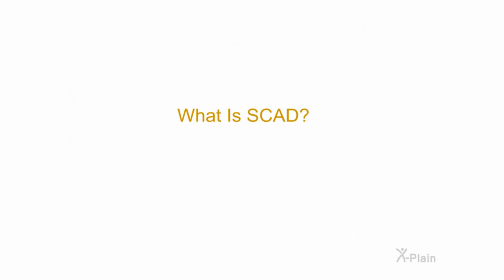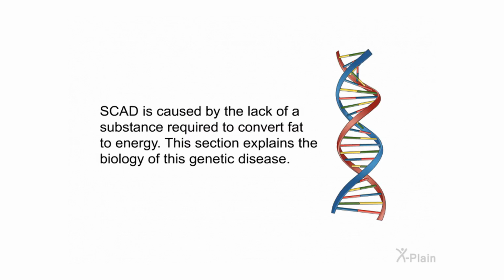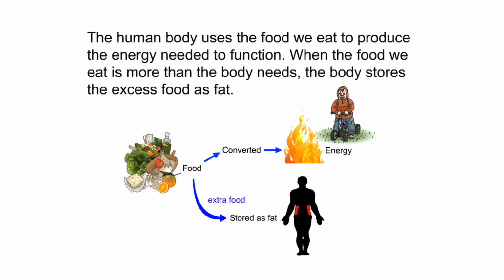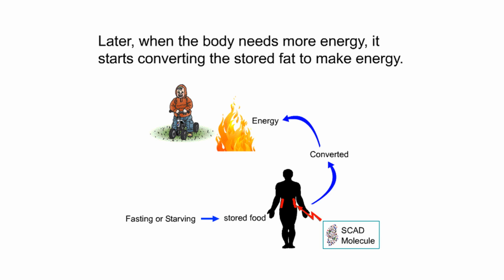What is SCAD? SCAD is caused by the lack of a substance required to convert fat to energy. This section explains the biology of this genetic disease. The human body uses the food we eat to produce the energy needed to function. When the food we eat is more than the body needs, the body stores the excess food as fat. Later, when the body needs more energy, it starts converting the stored fat to make energy.